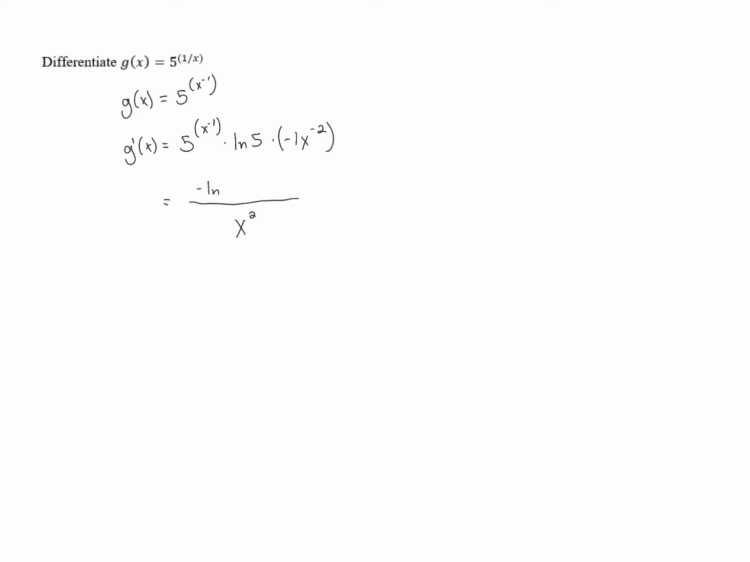So negative ln of 5 times 5 to the, and I'm going to rewrite x to the negative 1 as 1 over x just because that's how it started with. And so this is what we get when we take the derivative. A little bit more complicated than just 5 to the x. There's a fair bit more going on, but not that bad if we use the chain rule.